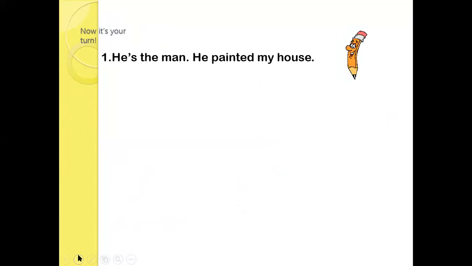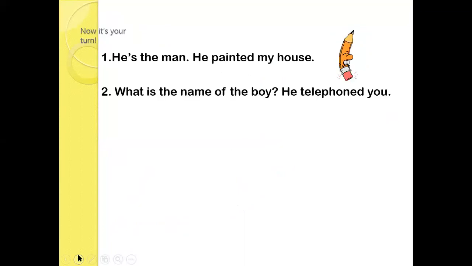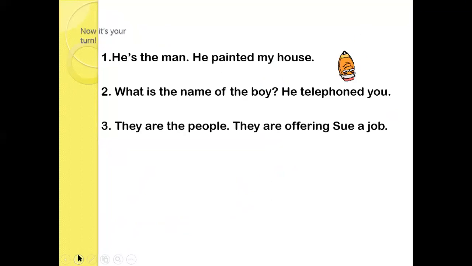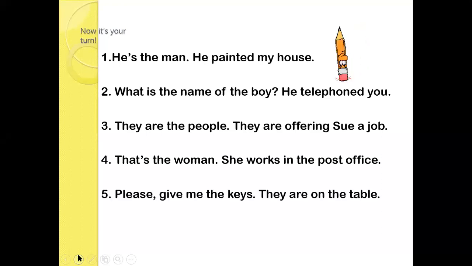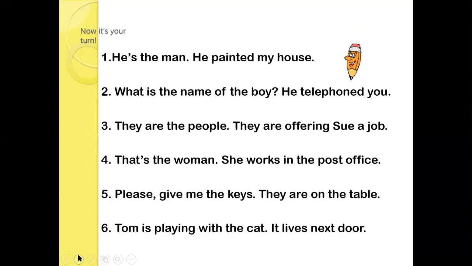He is the man, he painted my house. What is the name of the boy? He telephoned you. They are the people, they are offering Sue a job. That's the woman, she works in the post office. Please give me the keys, they are on the table. Number 6, Tom is playing with the cat, it lives next door. Join with who, which.